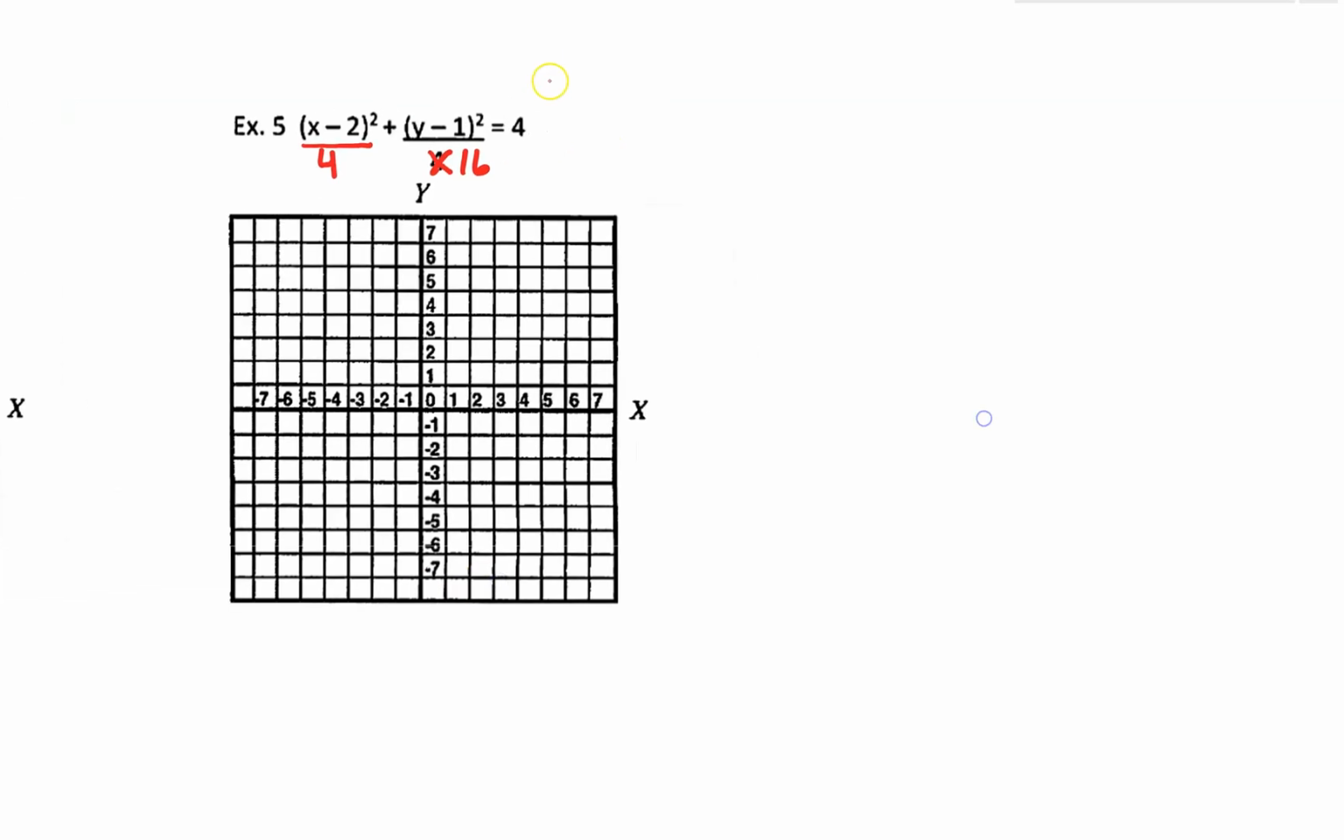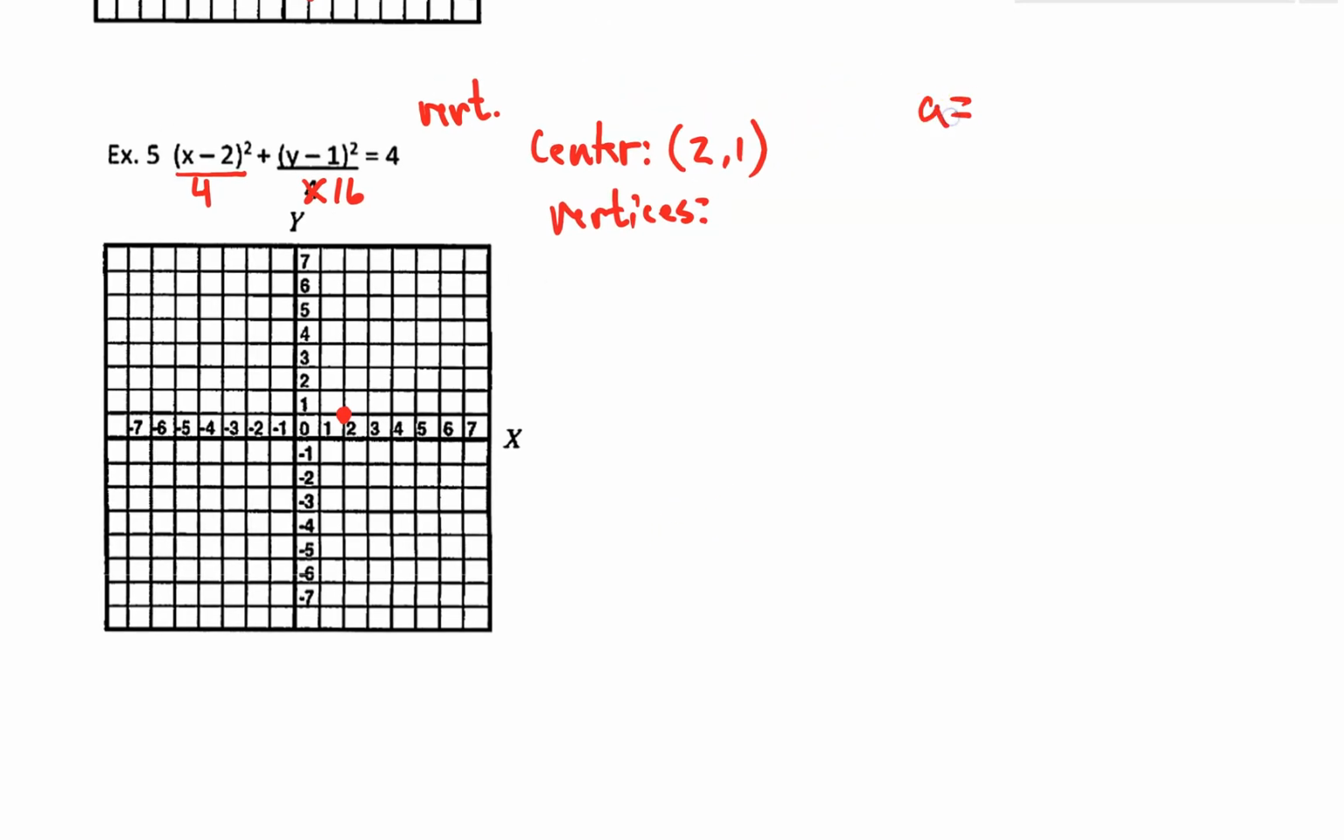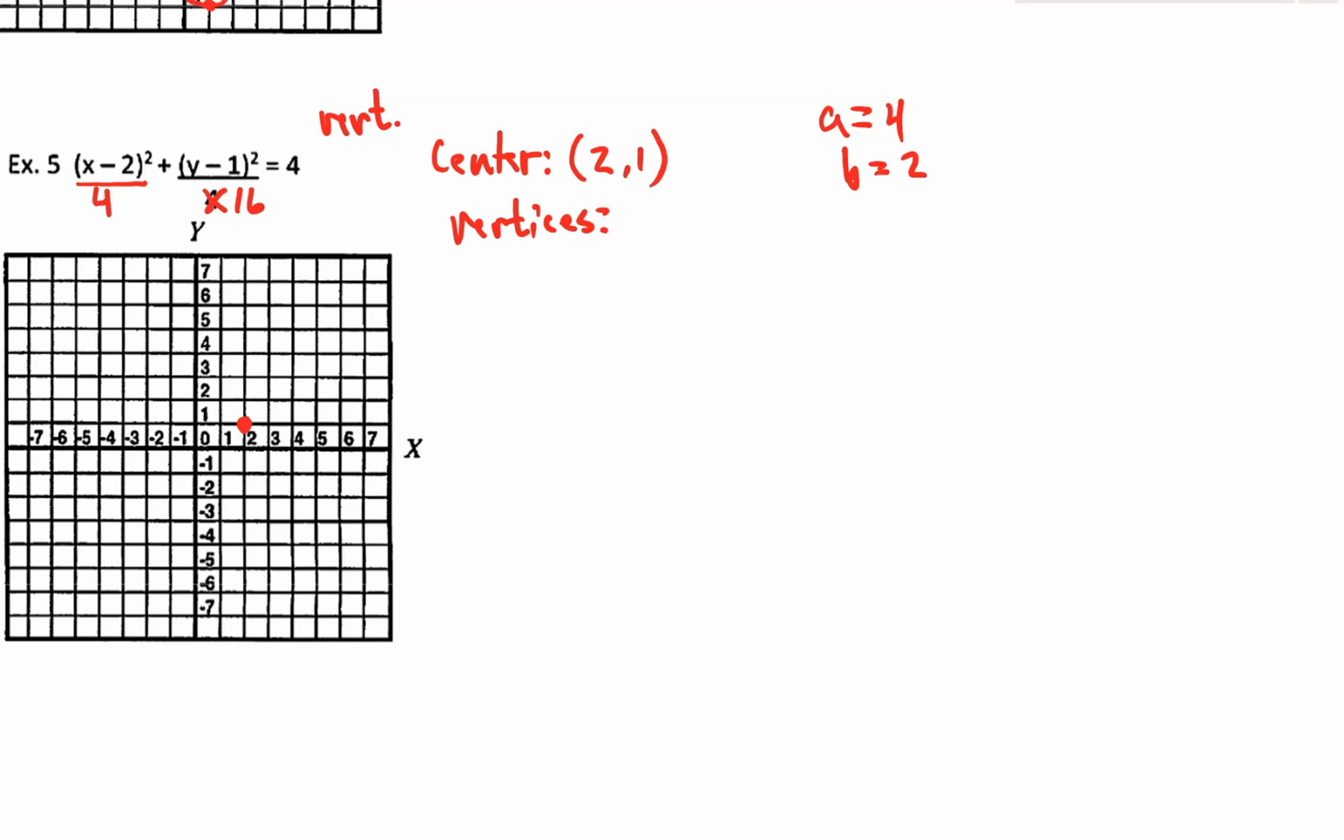Hopefully we see that. This is a vertical situation. It has a center at 2, 1. So I'm going to go to 2, 1. It's right here. It has vertices at the following places. A in this case would be 4 and B would be 2. So it's going to have vertices up and down by a factor of 1, 2, 3, 4. Here's this one. And down 1, 2, 3, 4. That's this one. It's going to have B values of 2, so we're going left 2 and right 2. So here's our picture.